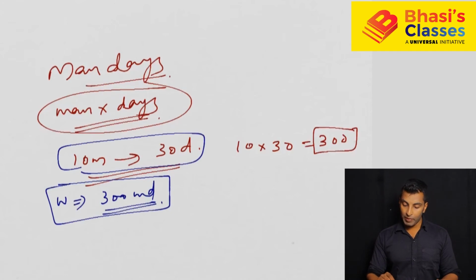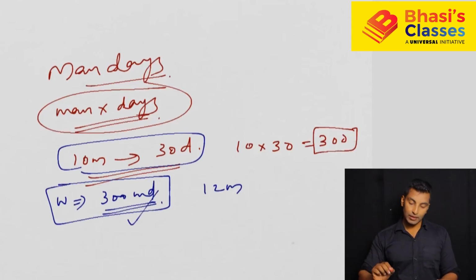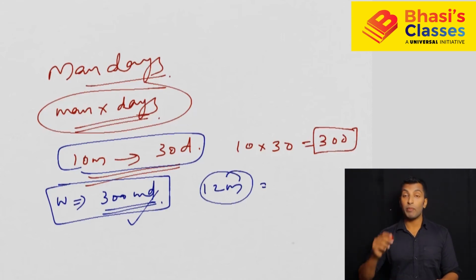Now I'm changing the number of men. Let's suppose I have 12 men. How many days will it take to complete the work? The idea is how many man days are required. I understood it is 300 man days. So when I have 12 men, the man days remain the same, 300.